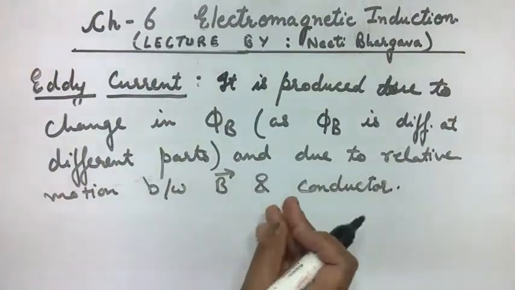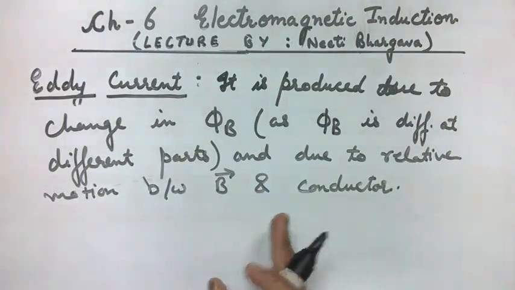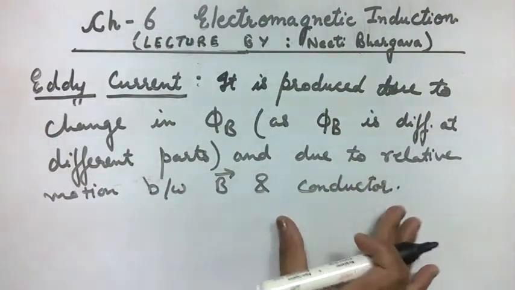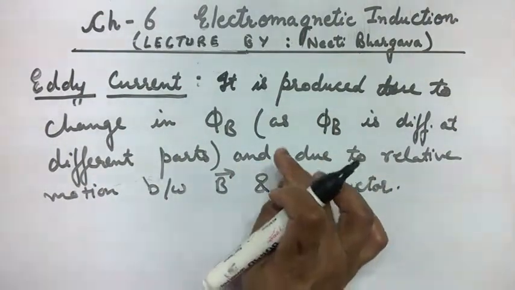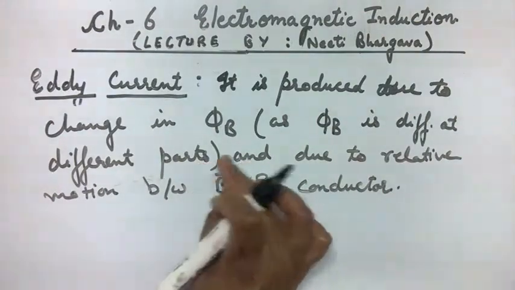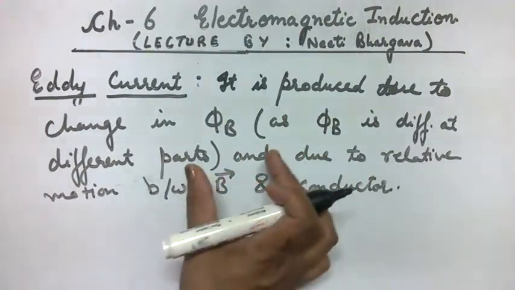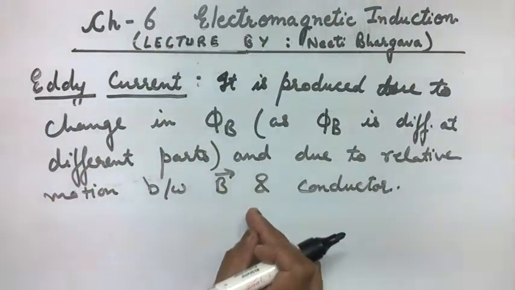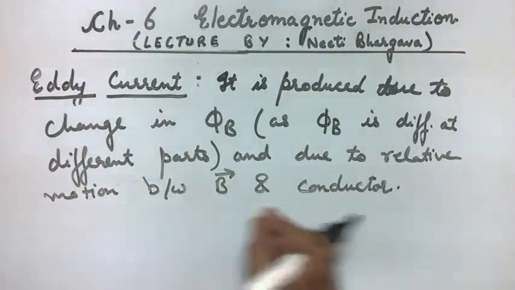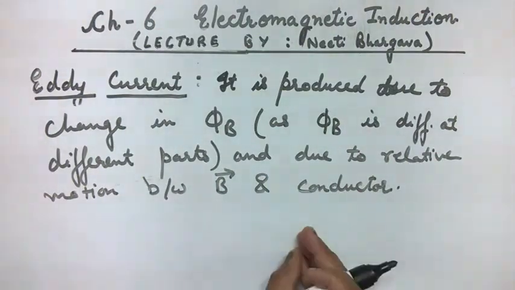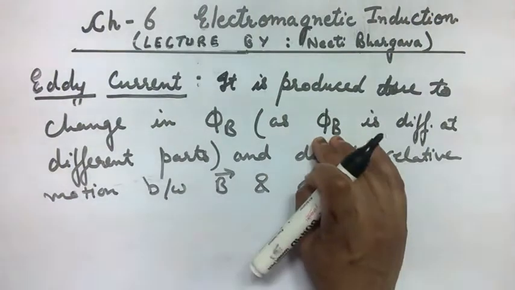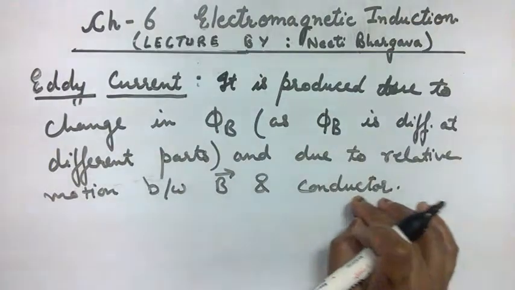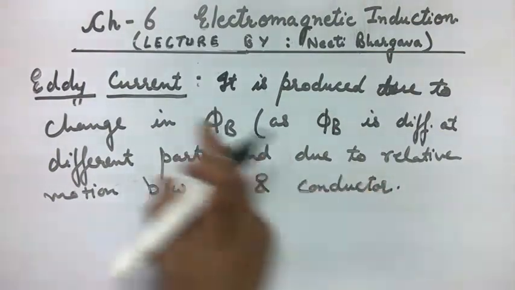That is, whatever we have done in the previous case in motional EMF, similarly if we do it in this case, then the magnetic flux will be more, because the area in eddy currents is more. Here we are taking a solid conducting body, therefore if we displace it in and out of the magnetic field, then there is a great change in magnetic flux, thus it will induce EMF, thus induced current, and that current is known as eddy currents.